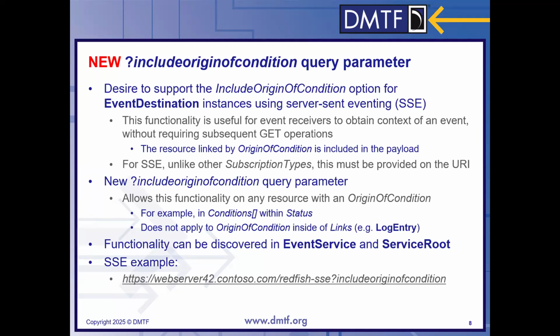So something like a log entry, because every single log entry will contain origin of conditions, and if you do a get on the entries array, then you're going to have an immediate explosion of data. So we want to avoid that.